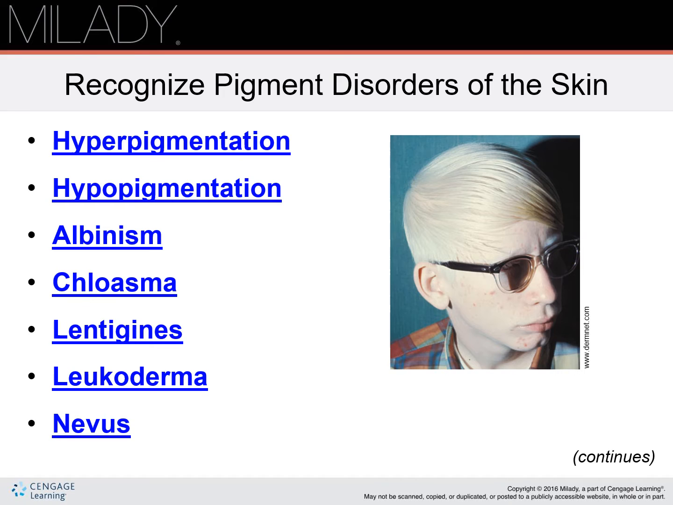So, recognizing pigment disorders of the skin. Pigment can be affected by internal factors such as hereditary or hormonal fluctuations, or by external factors such as prolonged exposure to the sun. Abnormal colorations known as dyschromias accompany skin disorders and are symptoms of many of the systemic disorders.